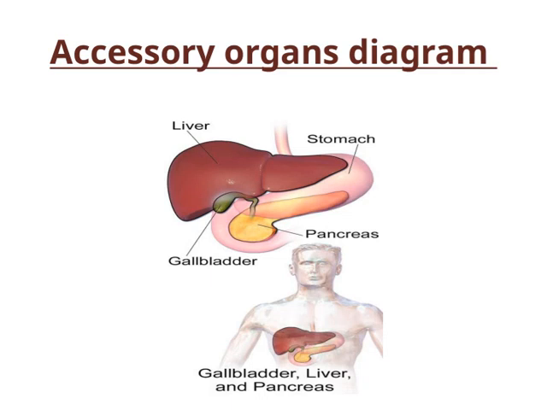Let's take a closer look at the accessory organs diagram. This slide highlights the key organs that support the main functions of the digestive system, even though they aren't part of the direct alimentary canal. You'll notice the liver, which plays a crucial role in producing bile to help digest fats. Next, the gallbladder stores and concentrates this bile, releasing it when needed during digestion.